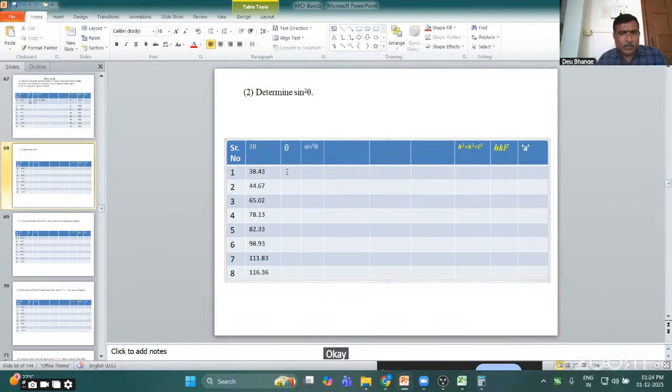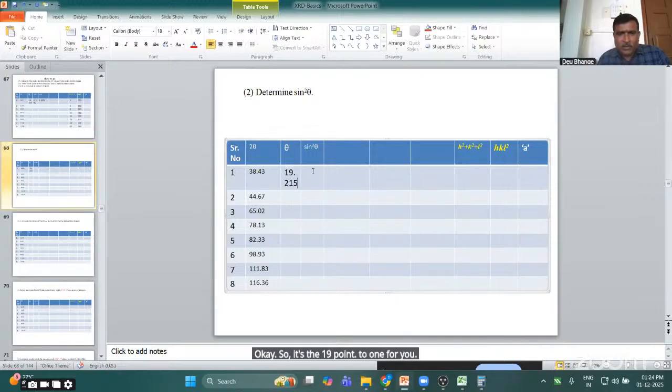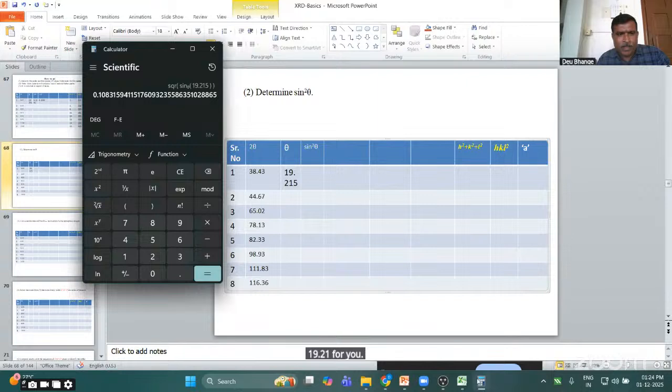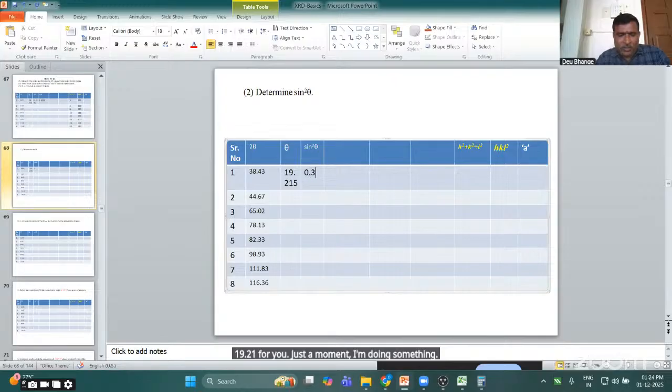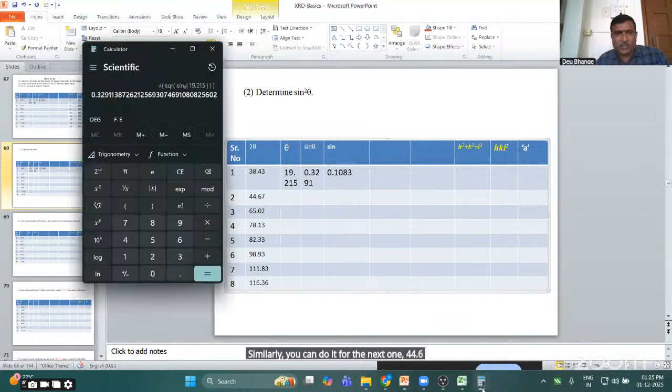Okay. So this is 19.21 for you. Just a moment, I'm doing something. 0.3291 sine theta. It is a square of sine theta, sine theta square. Okay, it is a square, so you can write it 0.1083. Similarly, you can do it for the next one, 44.67 divided by 2.